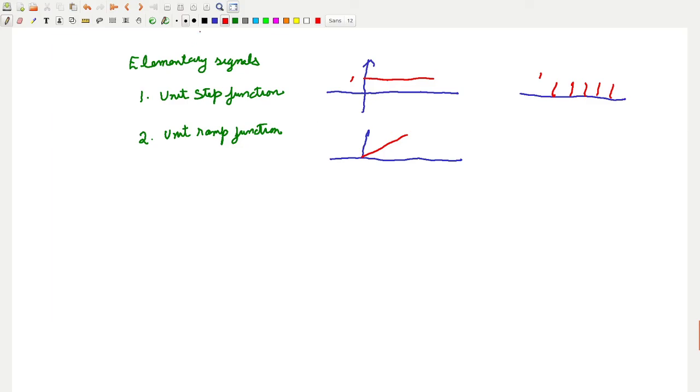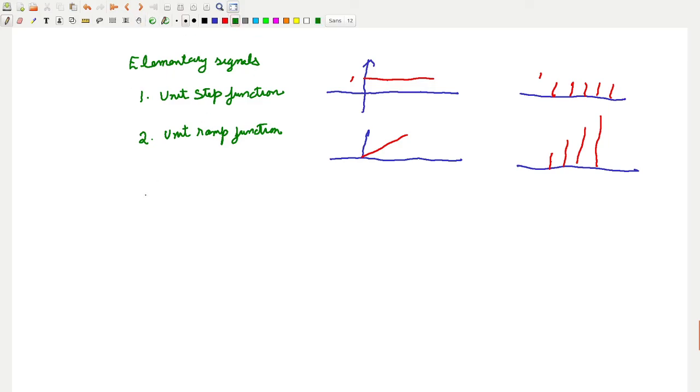Its discrete counterpart will look like this. At the first instant it will be 1, second instant it will be 2, third instant it will be 3. So the increase is happening in units of 1. So that is the discrete counterpart of the unit ramp function.